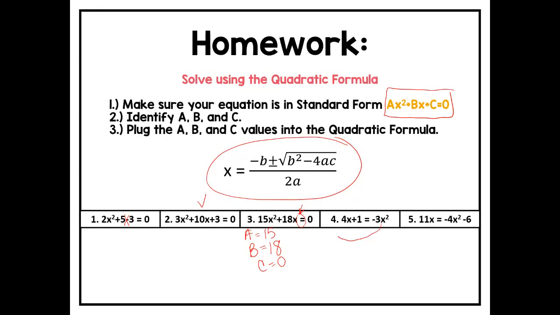This you'll need to rearrange by moving that negative 3x squared term over. Here you'll need to move over both of these terms, and then you'll have it in standard form. After you have it in standard form, identify your a, b, and c, and plug them into the quadratic formula. b goes there, a goes here, and c goes there. All right, so pause and go ahead and start your homework.